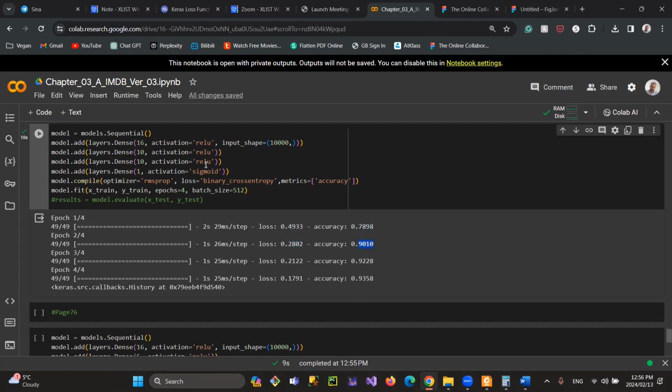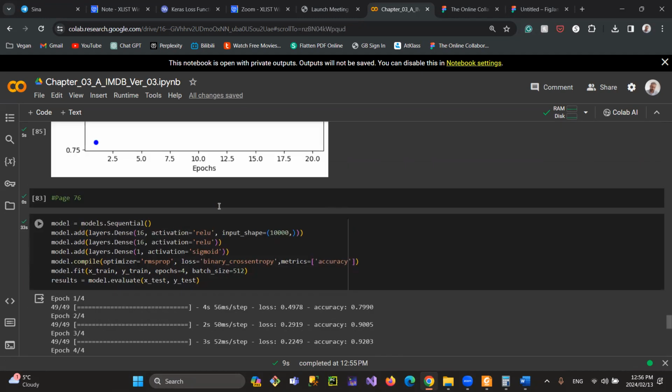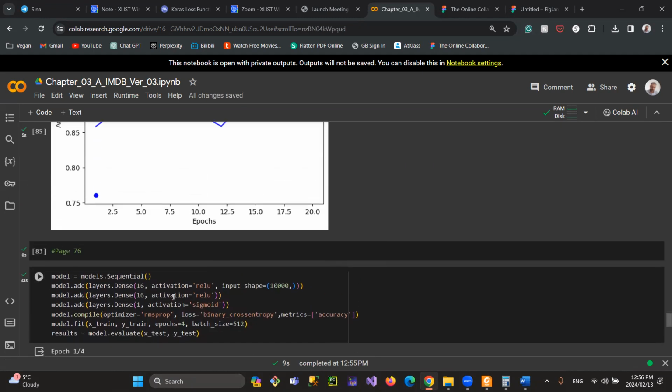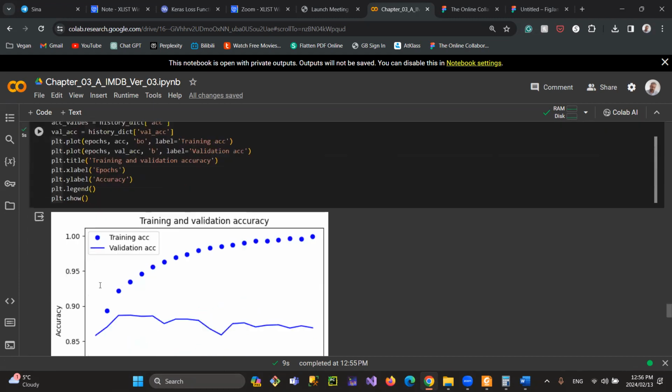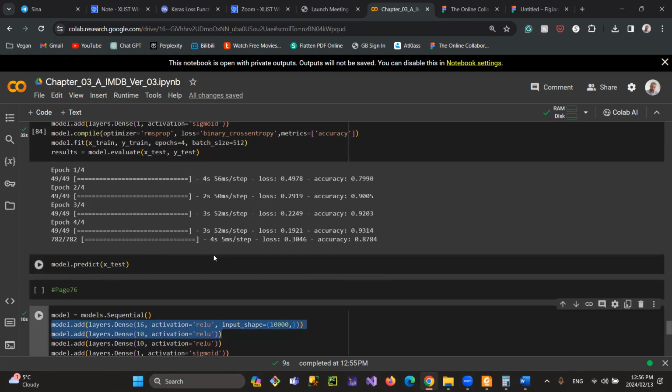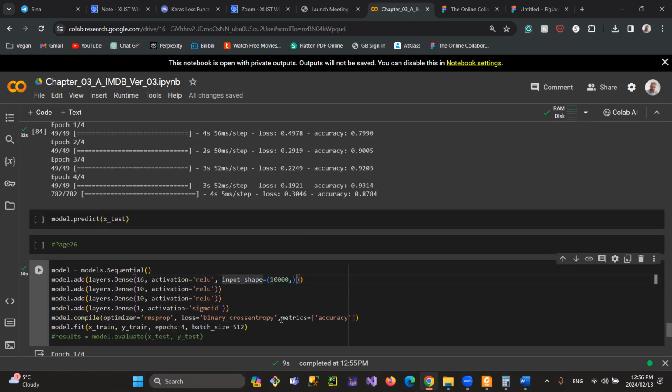Guys, do you see that? Instead of using two layers, we added one more layer. My suggestion is, if you want to try such a thing, it's not a bad idea to use it like the previous example, split it into validation and training and see how it works in every epoch in terms of unseen data.